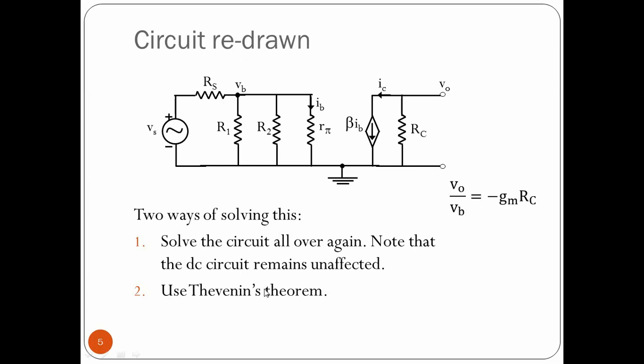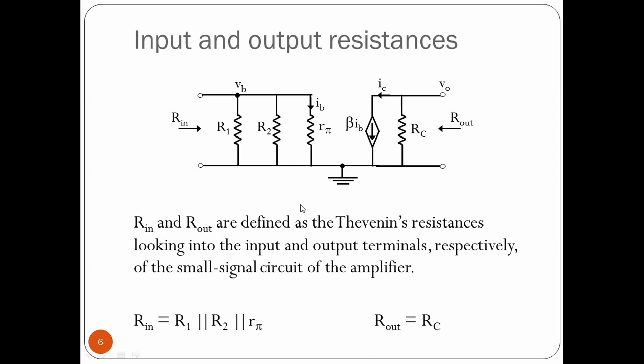But the other thing to do is to use Thevenin's theorem, because that will give us some broader methods of solving such circuits. Every time we don't have to keep resolving when we add Rs. So let's use Thevenin's theorem. And to start using it, we'll define two important quantities that characterize an amplifier. They are called the input resistance and the output resistance of the amplifier.